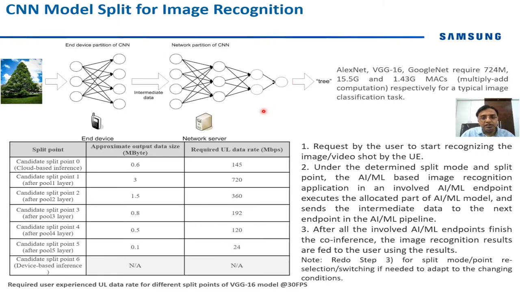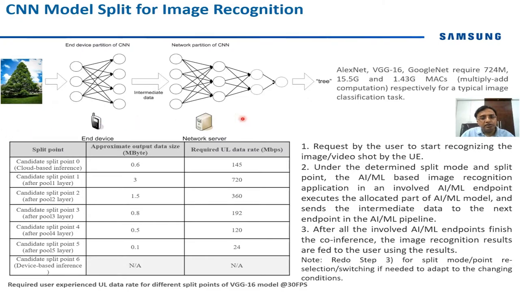So once this determination is done, then up to that particular layer, the processing has to be done at the user endpoint, and the intermediate data has to be transmitted to the next endpoint in the AI ML pipeline, which in this example is the network server. And after all the involved endpoints finish the co-inference, the image recognition results are fed back to the user showing the result. And if there is a need to adapt the splitting point, then it needs to be redone based on the quality and the response and the latency needs, right?